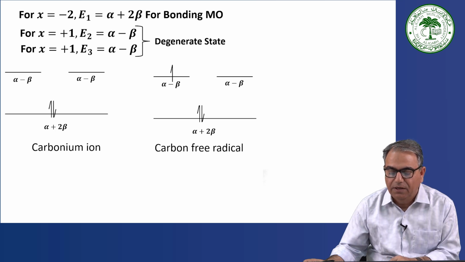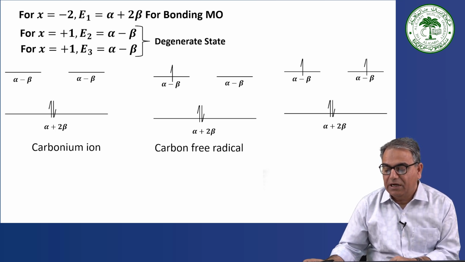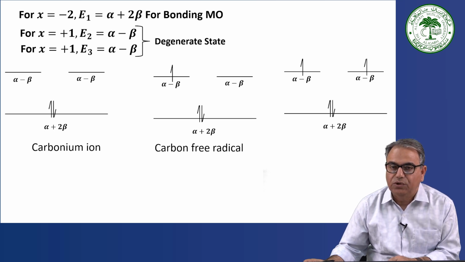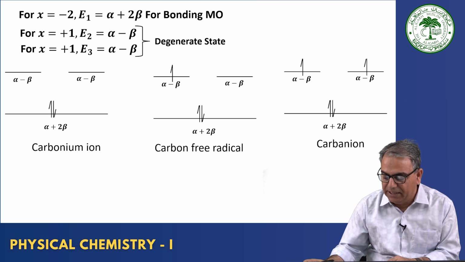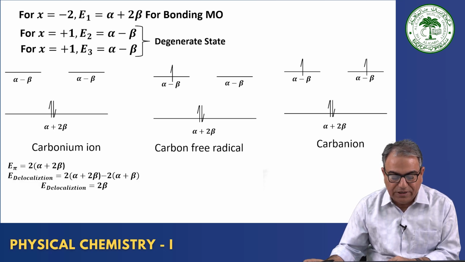Okay. Then the next system could be the cyclopropenyl carbanion, and here you have 4 electrons. So 2 electrons in the bonding molecular orbitals and 1 electron each in the higher energy levels. Okay, that will be anti-bonding molecular orbital or whatever you say. Okay, actually anti-bonding molecular orbital. So we have carbanion.